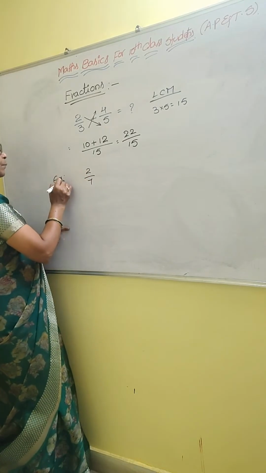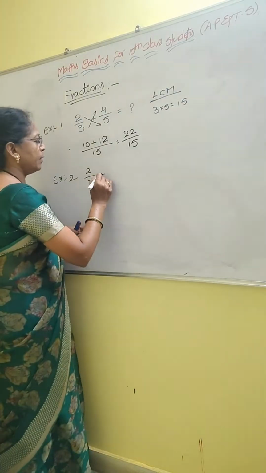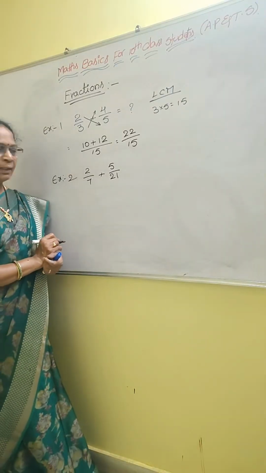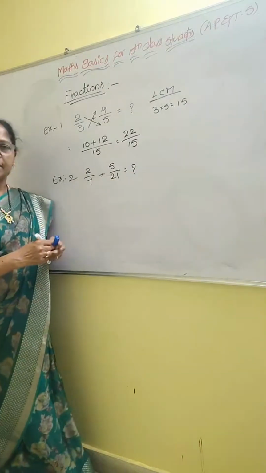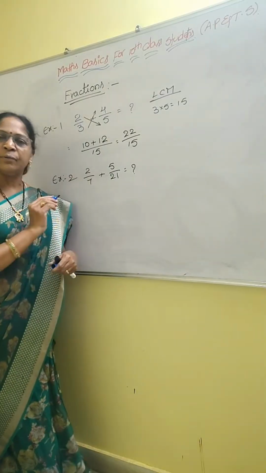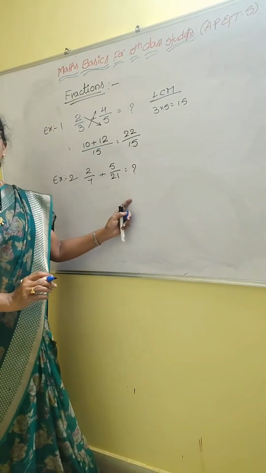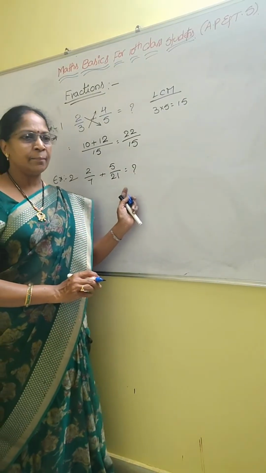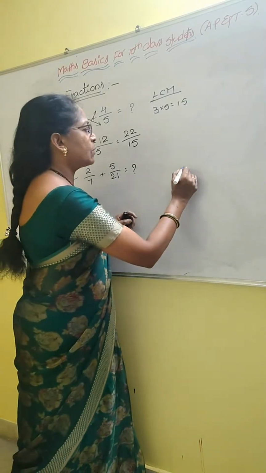Example number 2. This is example number 1. 2 by 7 plus 5 by 21 equals how much? This is the question. Here also you cannot add or subtract the fractions directly. We know that very well. So what you have to do is find the LCM for the denominators. The denominators here are 7 and 21. So just write down 7 comma 21.